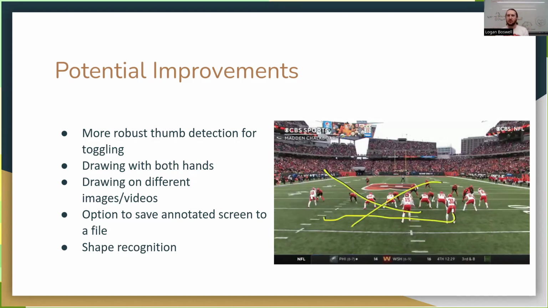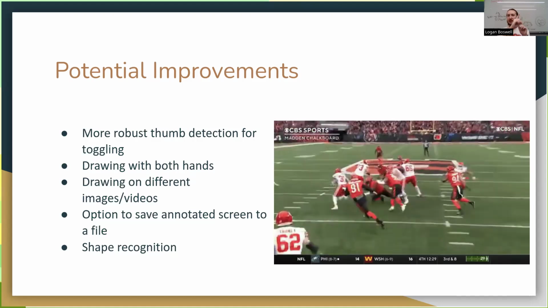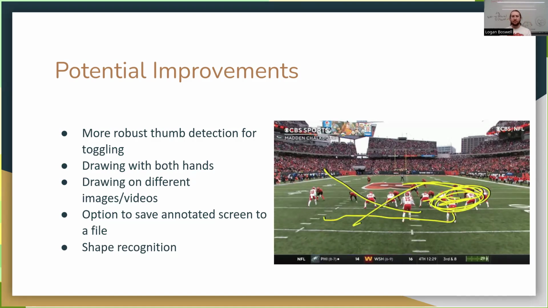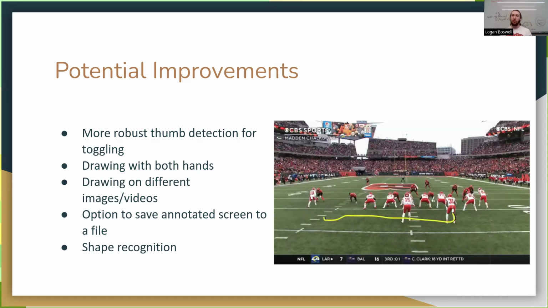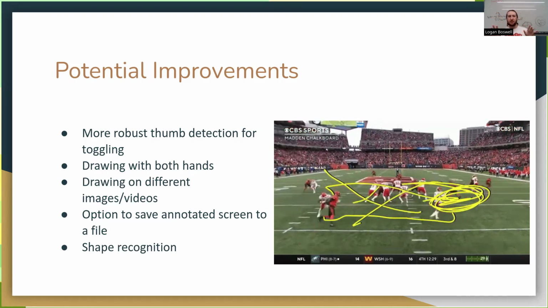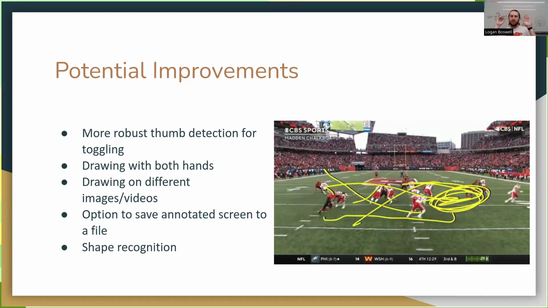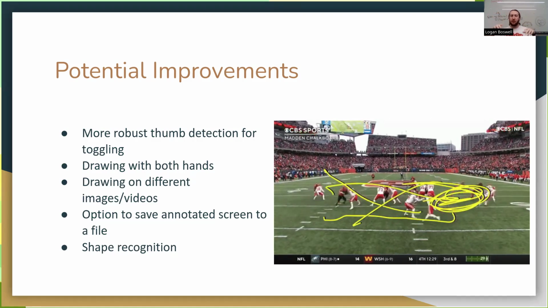It would make it a lot easier, and we wouldn't have those accidents where you're moving your hand across the screen and the cursor either turns on or off when you don't want it to. Drawing with both hands, I think I might have mentioned that as well. MediaPipe supports two-hand detection at the same time, and in addition to that, it's also able to give an estimate of whether a hand is a left hand or a right hand. And so that could be very easy to implement, just saving each set of landmarks.